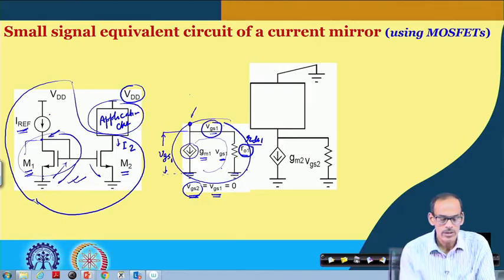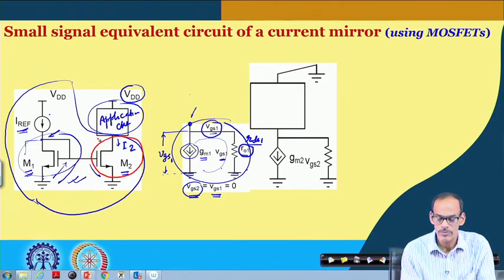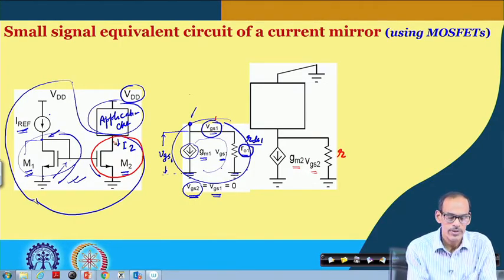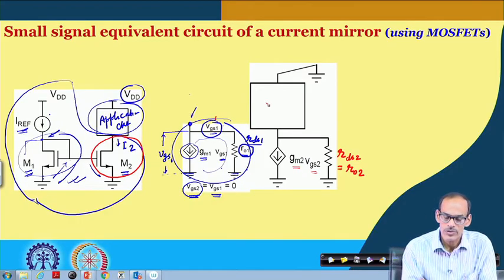On the other hand, the small signal model for transistor 2, M2, has gm2 multiplied by VGS2, and VGS2, as I said, is the same as VGS1. It also has a drain to source resistance, which we call either RDS2, or in this discussion RO2. And then we do have the application circuit.